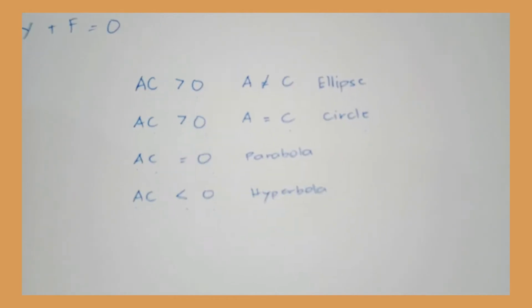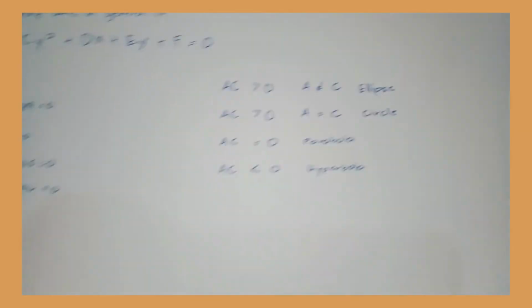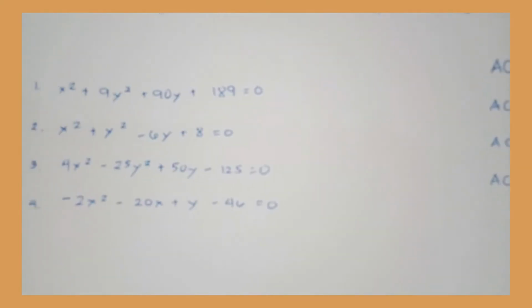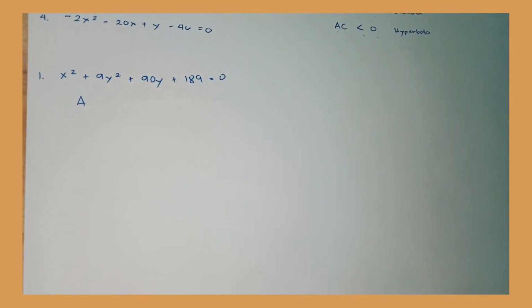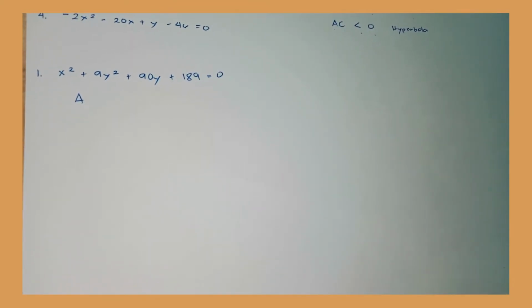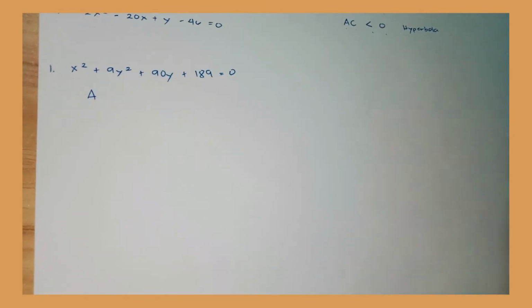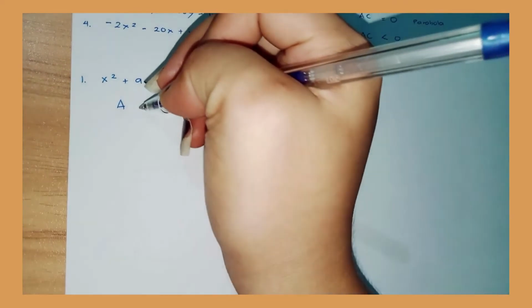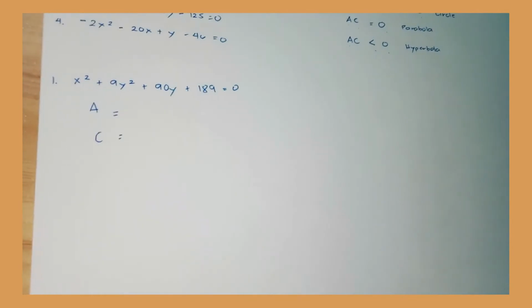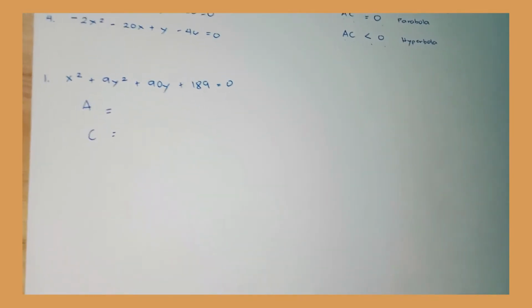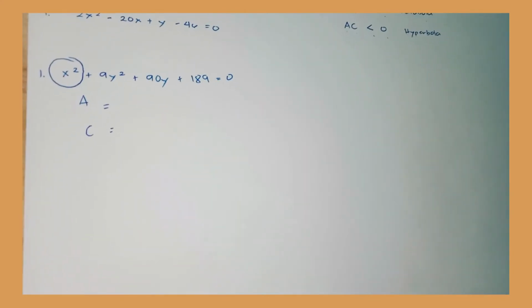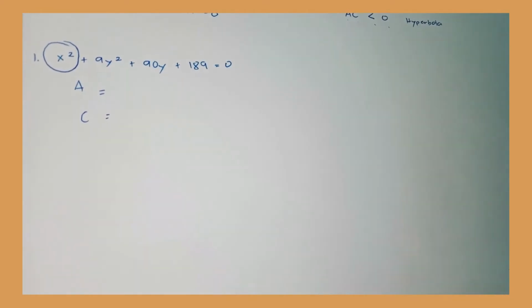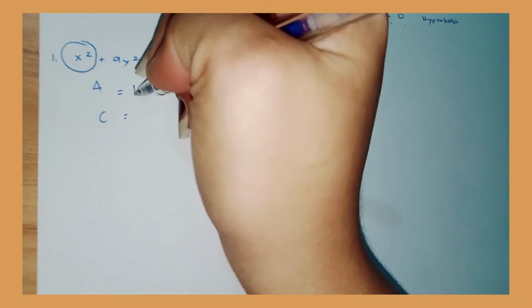So, para mas maintindihan ninyo, magbibigay tayo ng example gamit yung mga given na ito. Example number 1, x squared plus 9y squared plus 90y plus 189 is equal to 0. First thing to do, we need to determine ano ba yung A at ano ba yung ating C. Pag sinabing A, yan yung kasama ni x squared. So in this case, ito yung x squared natin. Ano ba yung kasama niya? Pag walang nakasulat na number sa tabi ni x squared, automatically that is 1.